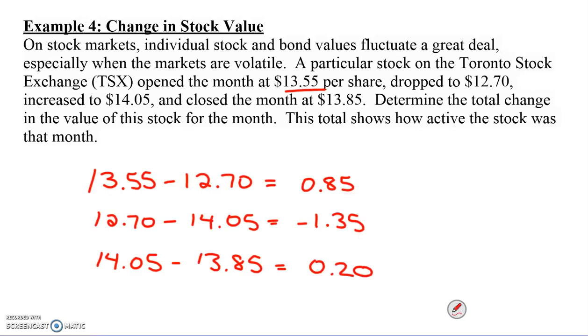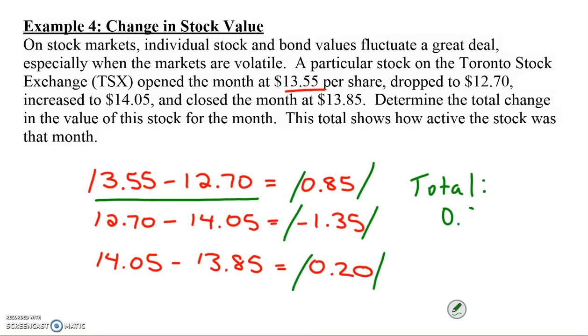We just care about how much change there was. So again, if I just take one number and subtract the one behind it, we'll figure out how much it changed at one time. So the first one changed by 85 cents, then it changed by $1.35, and then it changed by 20 cents. So I want to find the total, and again, I don't care if it went up or down. So to find the total, I'm just going to add the absolute value of all of these numbers together. So I'm going to add 0.85 plus 1.35 plus 0.2 to end up with a total change of $2.40. That's how much it changed over the month.